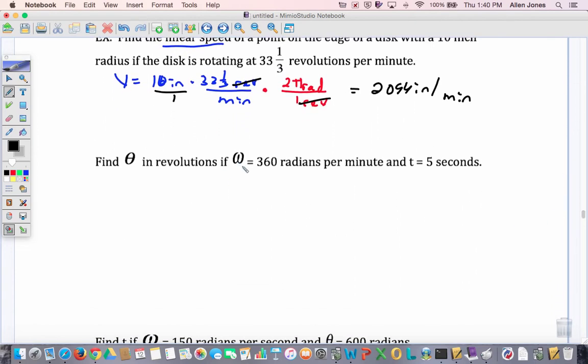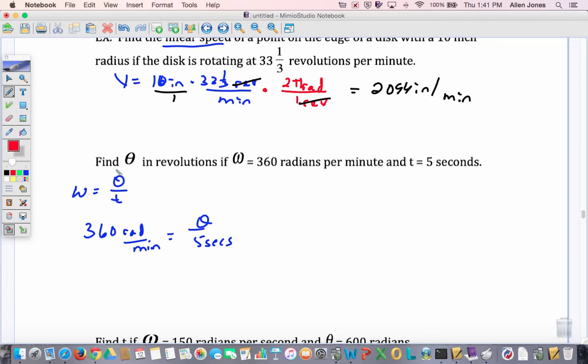Handful of examples to get us used to solving for these. Find theta in revolutions if omega is 360 radians per minute and our time is 5 seconds. So notice as we set that up, or pick our formula, we're actually trying to find theta, but we're given omega and we are also given t. So we're going to use this formula because of the variables that are presented here. We have 360 radians per minute equals theta over 5 seconds. So what you'll notice here is we have two different time labels on each side, minutes on this side and seconds on this side. So we have to convert one over the other before we can solve for theta.